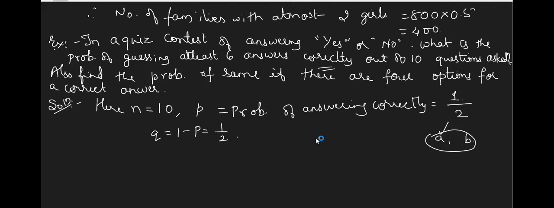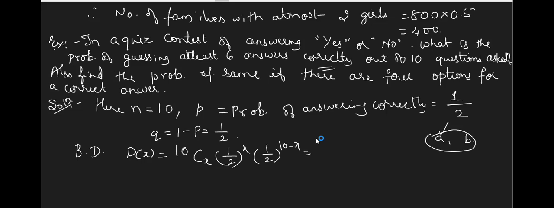One more thing: we have taken this P and Q for the first condition because they have not mentioned otherwise. This is actually for the first part of the question. So in the binomial distribution, I'll substitute and write down: n is 10, nCx (1/2)^x (1/2)^(10-x). This is 10Cx (1/2)^10.